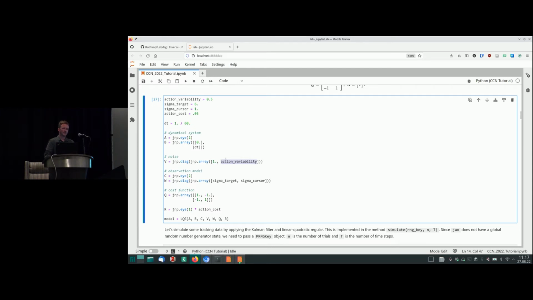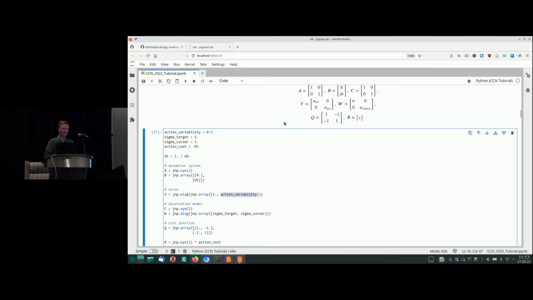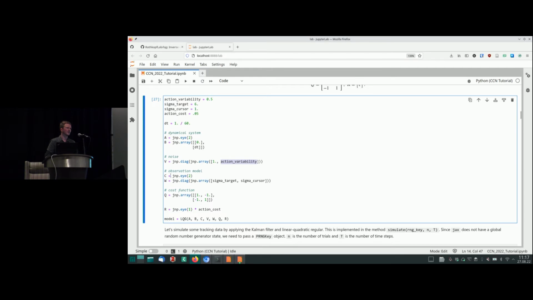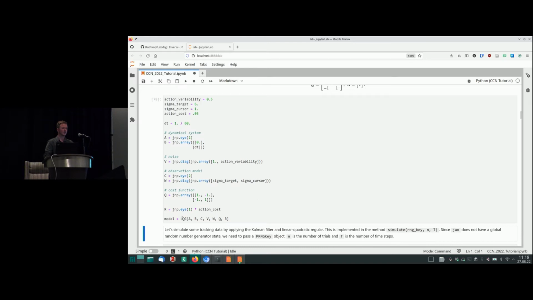And now to define our observation model, we need this C matrix and this W matrix. The C matrix, again, is just the identity matrix because we can observe both of these variables. And this W matrix includes these perceptual uncertainties about the target and about the cursor. It's just a diagonal matrix, but you could also include correlations with this. Now to define the cost function, we set up this Q matrix in a way that computes the squared distance between the target and the cursor, and we set up this A matrix just using this action cost term. Okay, and if we now run this and put all of these matrices into this LQG class that we have defined in our package, we can define our model.